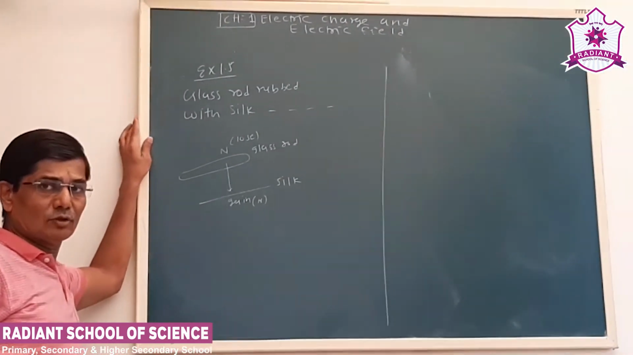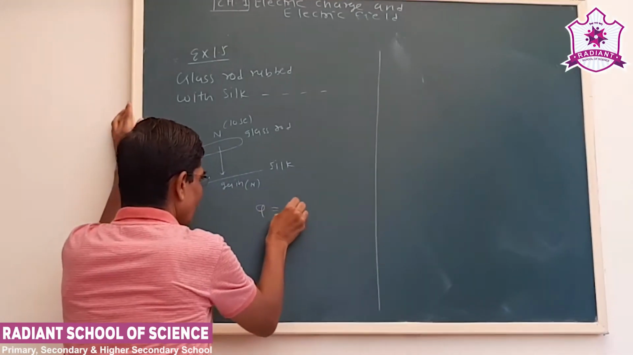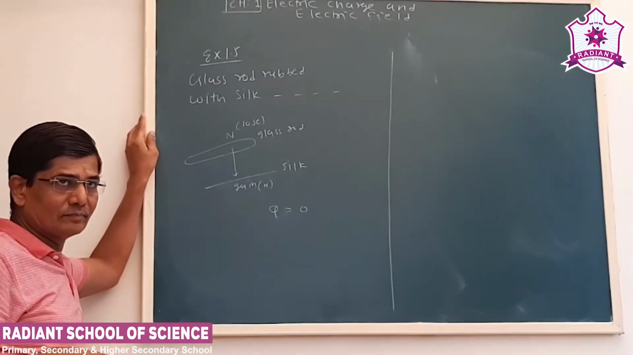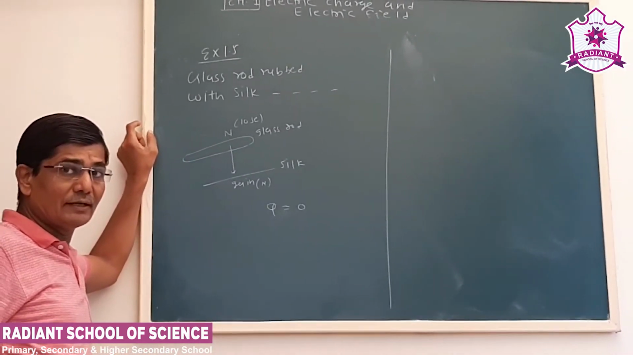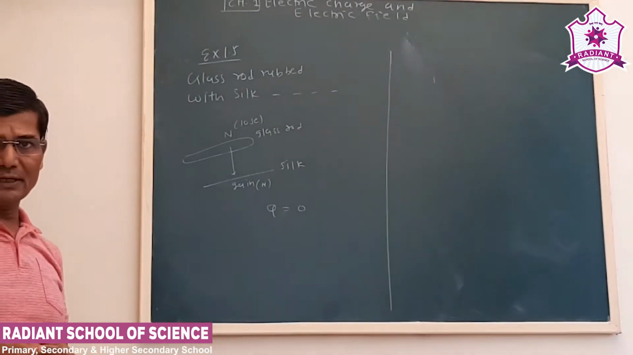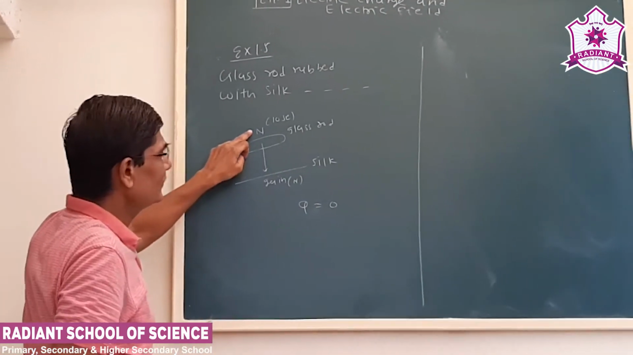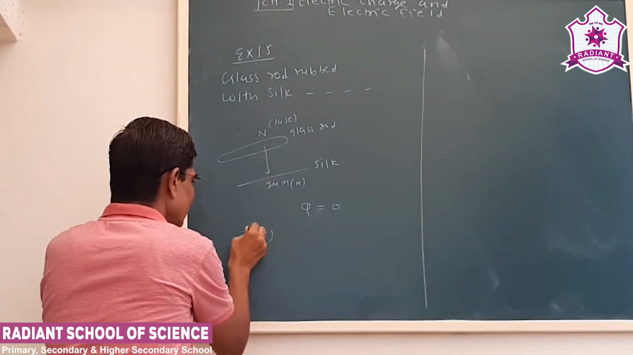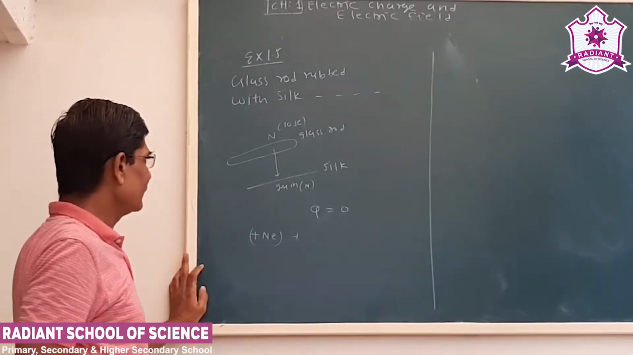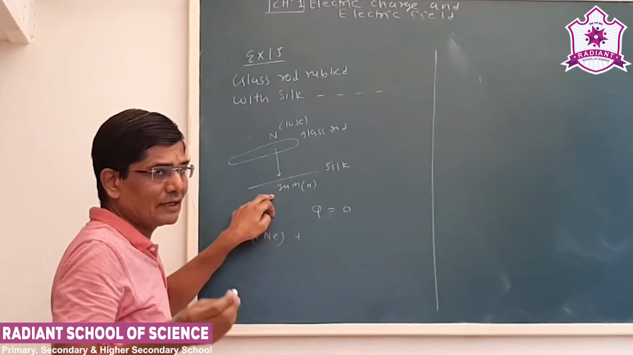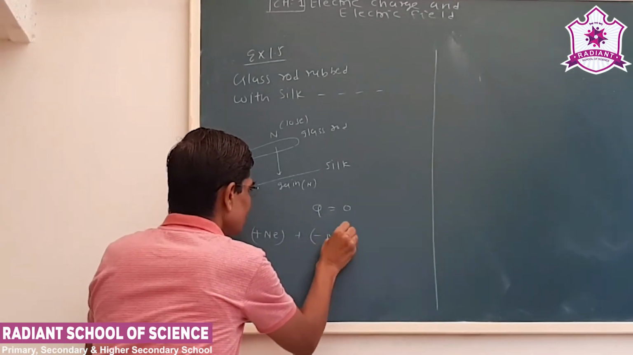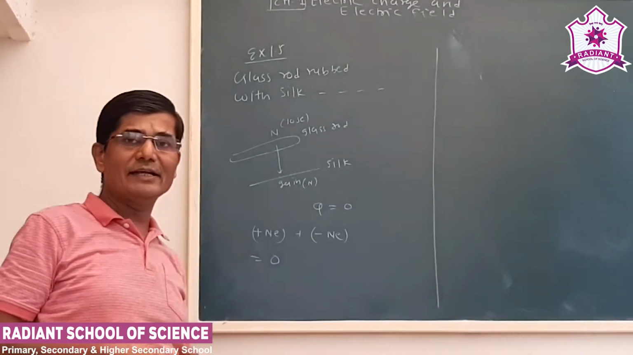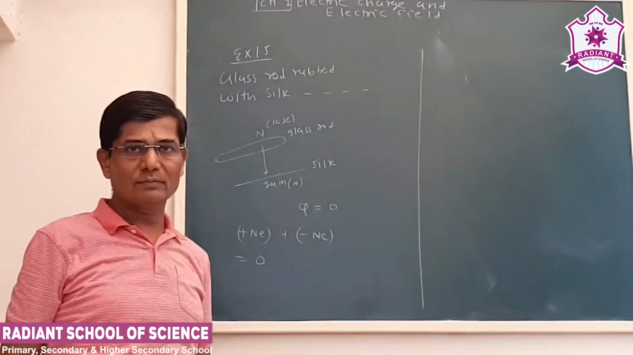As we have seen, initially there was no charge, total charge was 0. Now see the conservation of charge. We know that in an electrically isolated system, only those processes are possible in which an equal number of opposite charges are produced or destroyed. Now see here, the glass rod loses electrons and becomes positively charged, so it will be plus n times e. And the silk gains n electrons, but the charge of an electron is negative. So if I take the algebraic sum, total charge will be 0. So that is consistent with the law of conservation of charge.